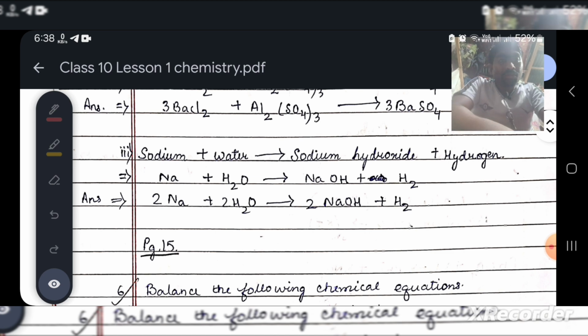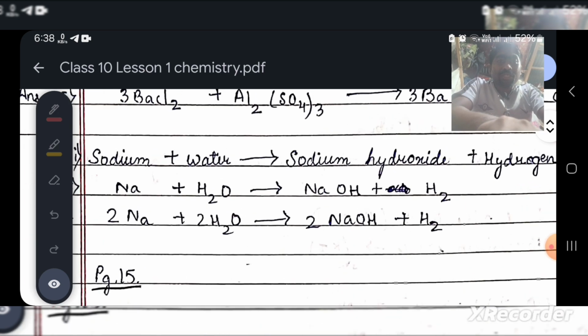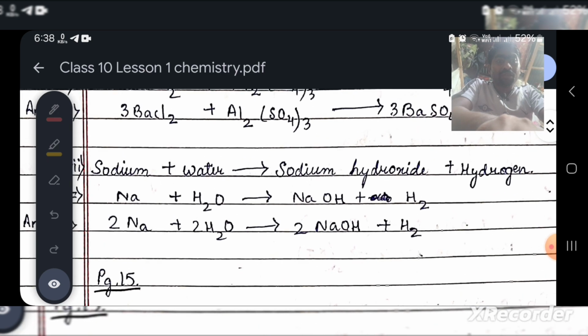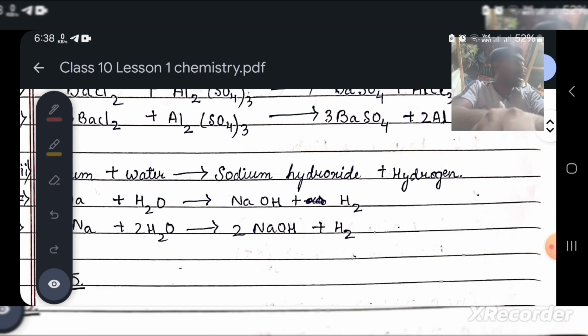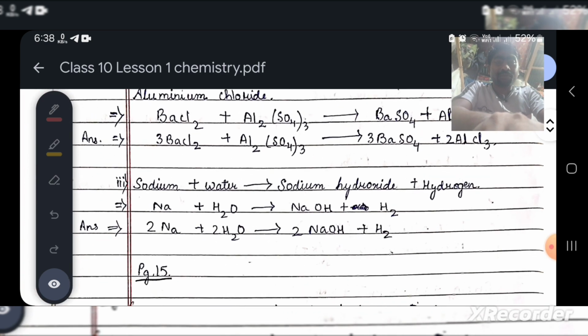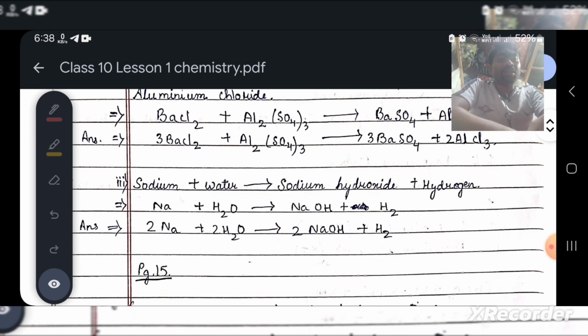Now you can look this number 3. This is easy one, not a tough one. What is the sodium plus water? What it is given? Sodium hydroxide and hydrogen. This one is the question. Okay. What is the question? When sodium reacts with water, it gives sodium hydroxide plus hydrogen.